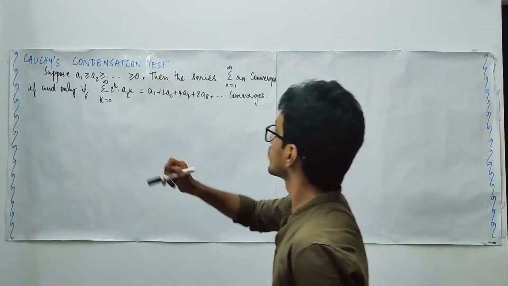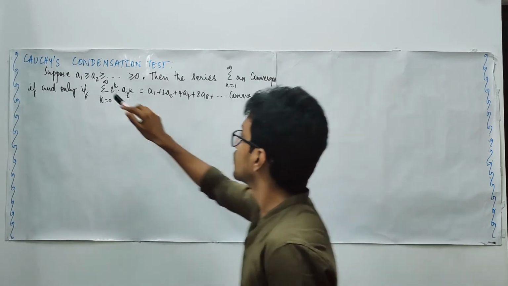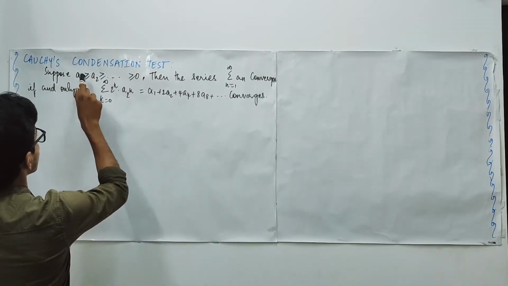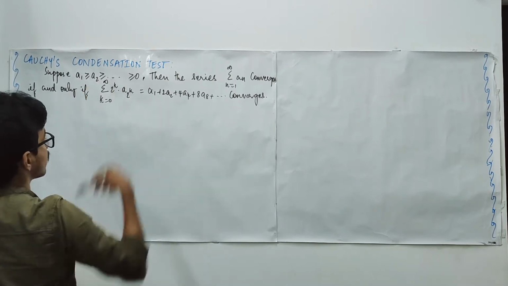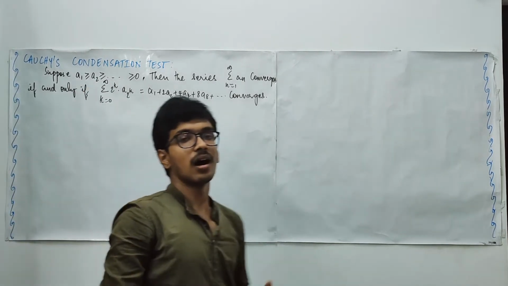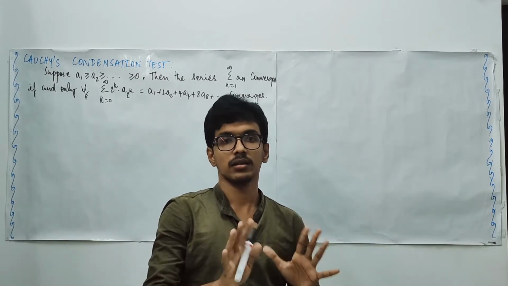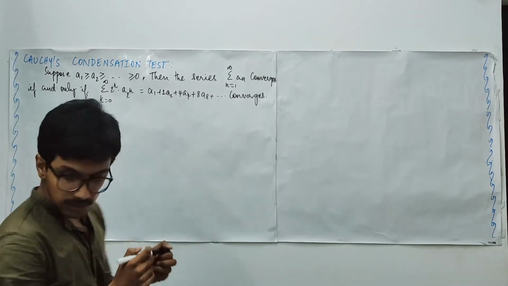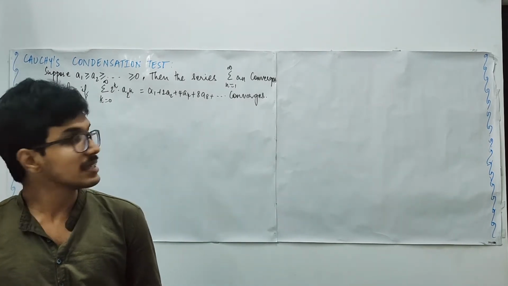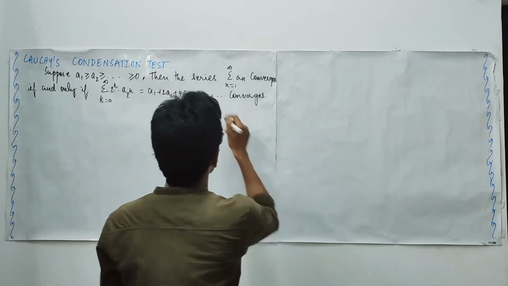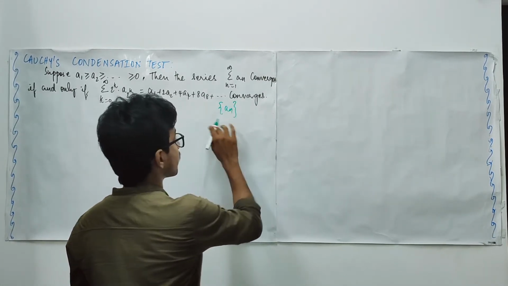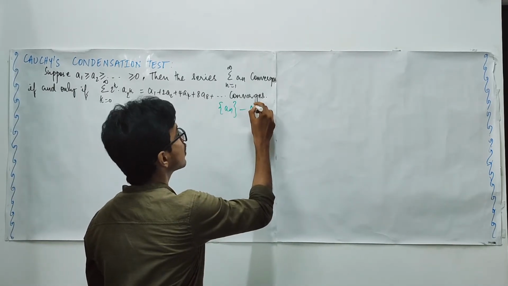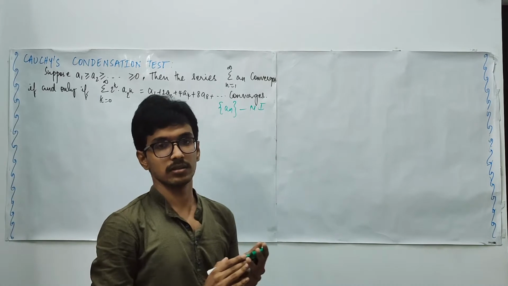Here, in Cauchy condensation test, what is given? We are given some elements a1 bigger than or equal to a2, which is bigger than or equal to a3, and it goes on, and all these quantities are non-negative. Which means we are given a sequence of non-negative terms, and this sequence is monotonically decreasing.